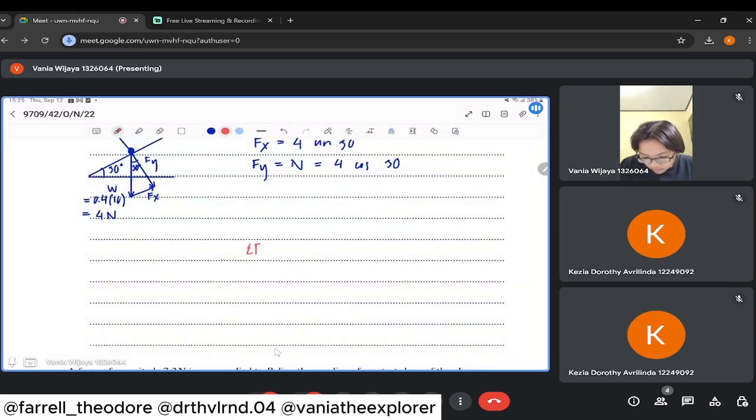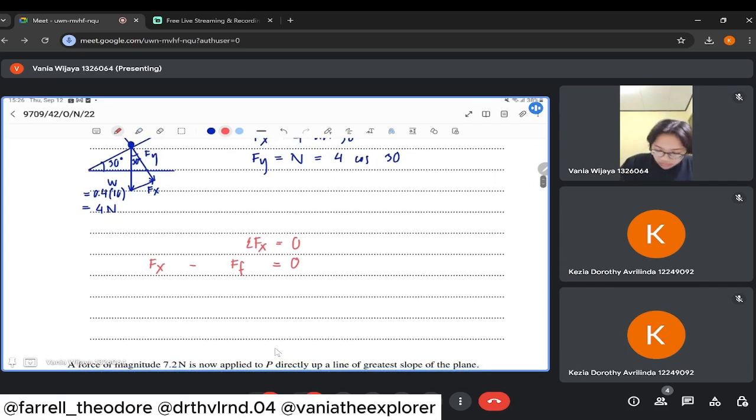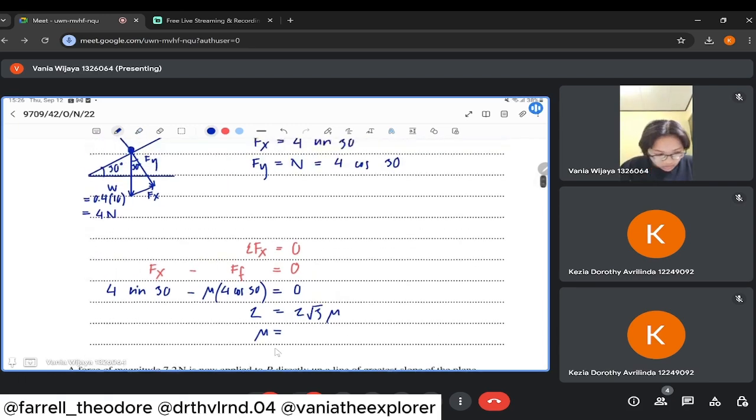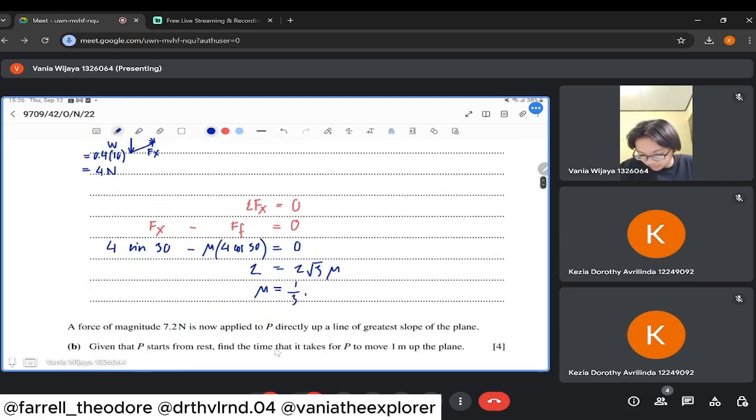Sigma Fx is going to be 0, and then Fx minus the friction force equals 0. Then we can input directly 4 sine 30 minus mu times 4 cos 30, which is N. Sine 30 is going to be 2, and then 4 cos 30 is going to be 2 square root of 3 mu. Now the coefficient is going to be 1 over 3 square root of 3.